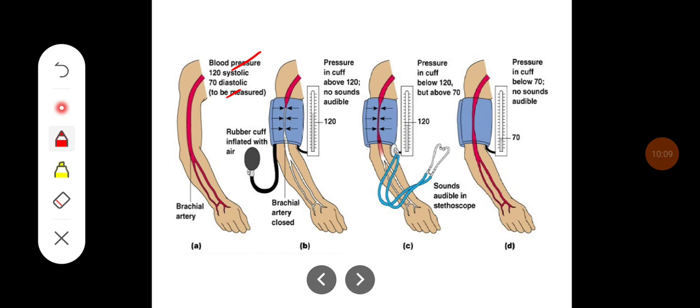When you slowly release the pressure, at a point the blocked blood vessel gives a jet of blood flow which is very turbulent, and you will be able to hear the Korotkoff sounds. When the pressure is gradually reduced further, at a point the turbulent flow becomes linear blood flow, which cannot produce the sound, and so that point is considered the diastolic blood pressure.